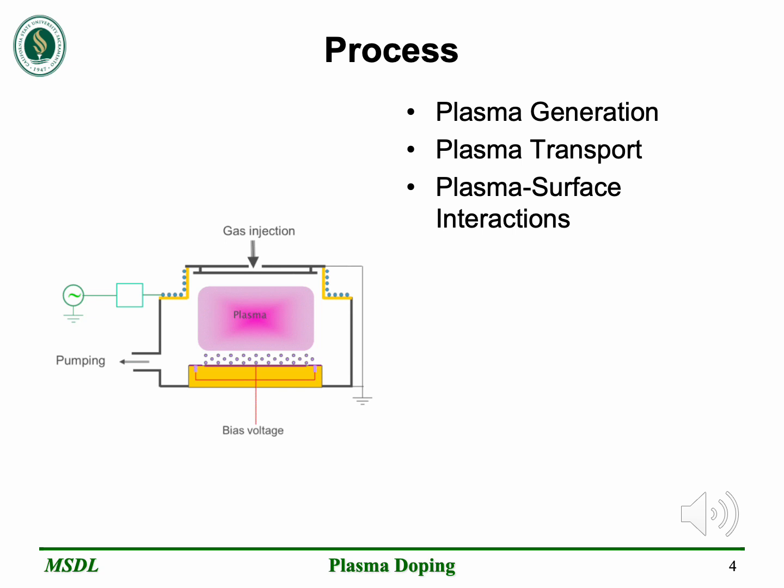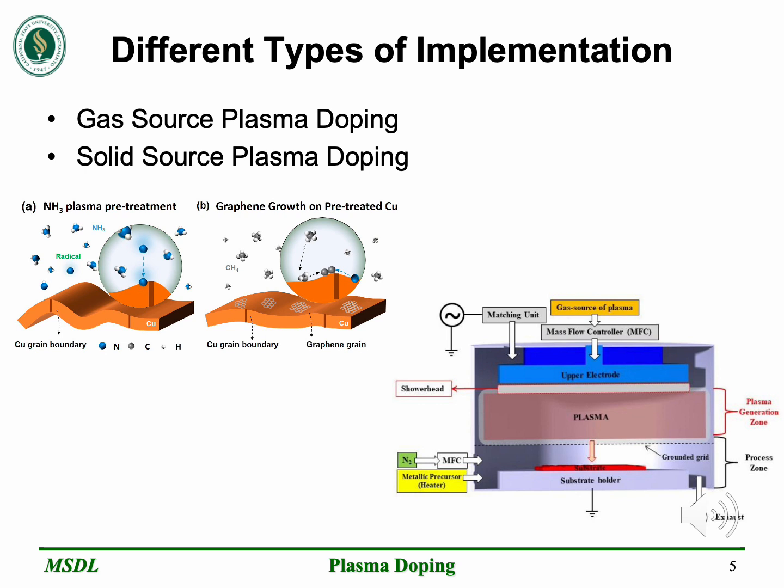The last one, the plasma surface interactions. Once upon reaching the semiconductor surface, the plasma undergoes interactions that modify the material's properties. These interactions can involve the penetration of plasma species into the surface, creating defects that facilitate dopant diffusion. Alternatively, the plasma can form a thin layer on the surface, allowing dopants to diffuse into the material through this layer. There are two types of implementation.